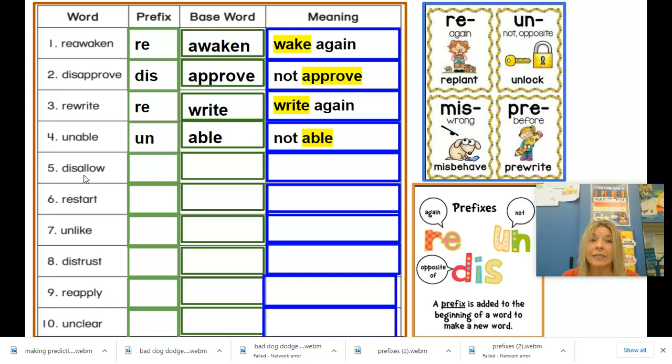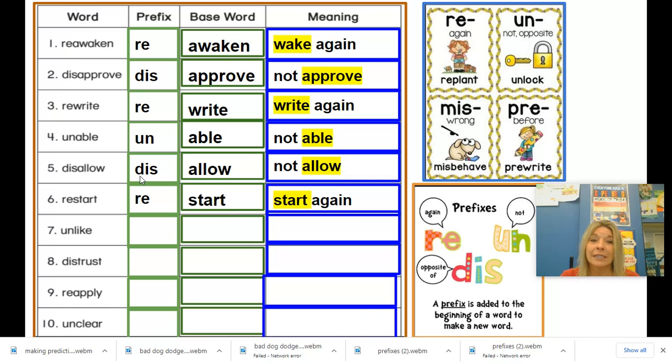So number 5 says disallow, and the number 6 one says restart. Can you think about breaking those words into the root word and the prefix? What do those words mean? Let's see if you come up with the same things I'm thinking.